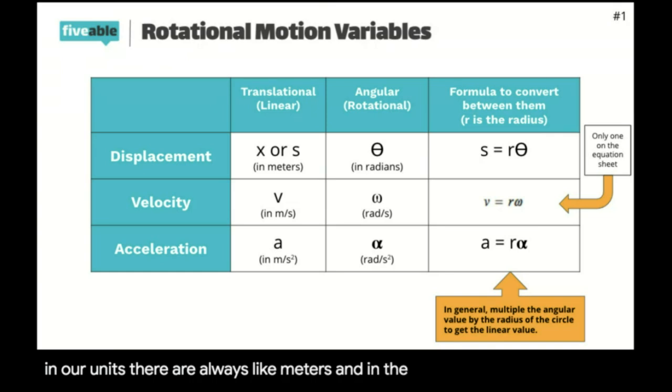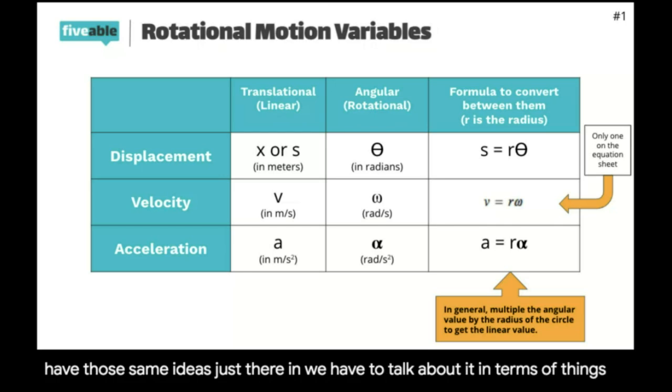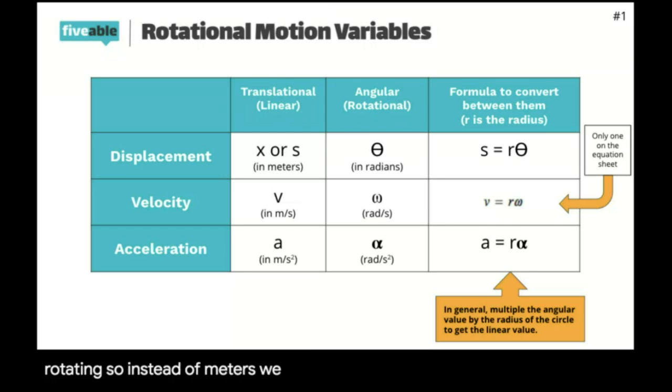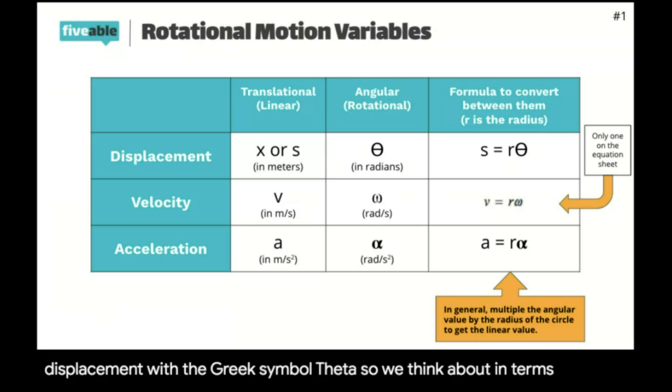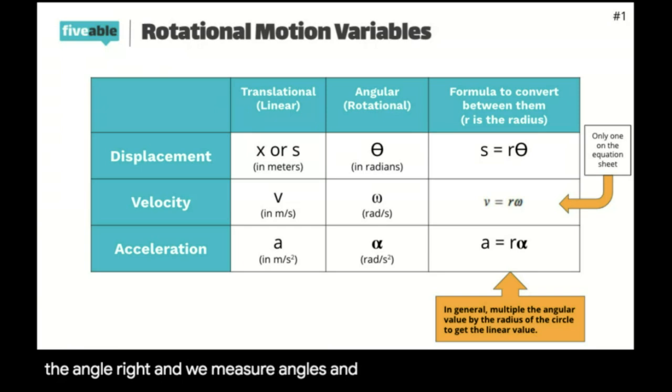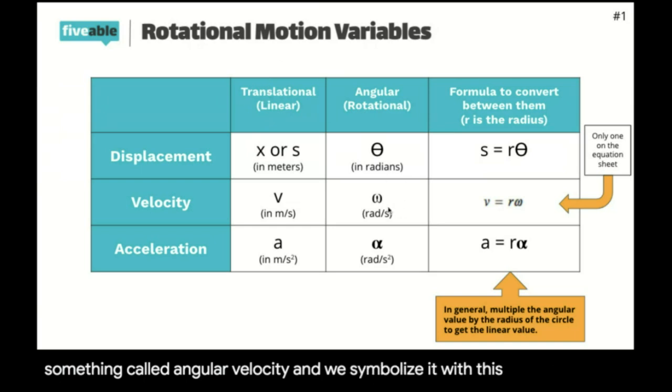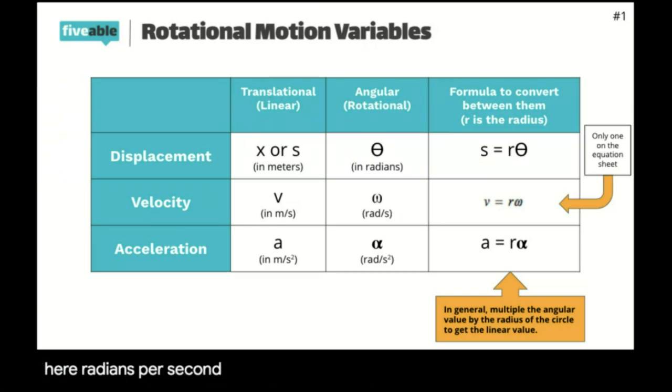In the angular rotational world, we have those same ideas, but we have to talk about it in terms of things rotating. So instead of meters, we use radians typically. We symbolize displacement with the Greek symbol theta. So we think about it in terms of the angle, right? And we measure angles in radians. Velocity, we talk about something called angular velocity, and we symbolize it with this omega right here, radians per second. And then acceleration is alpha.